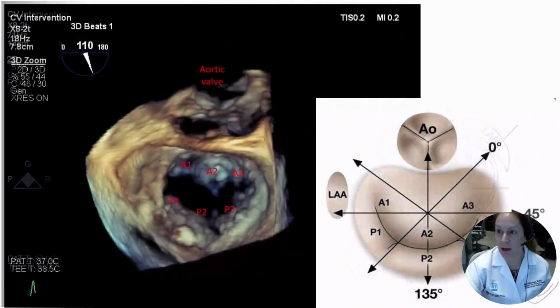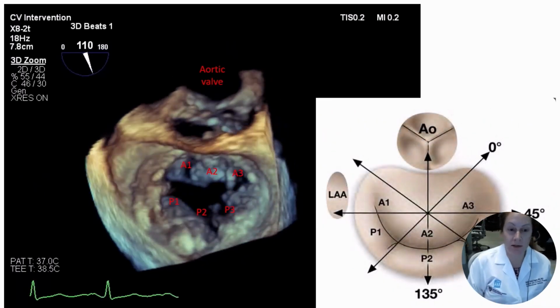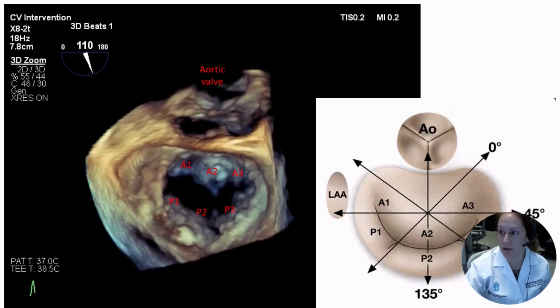But very important for transcatheter and structural work is the 3D reconstruction, where we see all the scallops. As you can see here, we move the aortic valve to 12 o'clock, and then we get A1, A2, A3, and P1, P2, P3. This is very important to assess, again, if there is any calcification, any indentations, or any clefts that would change the outcome or the decision for the transcatheter intervention.